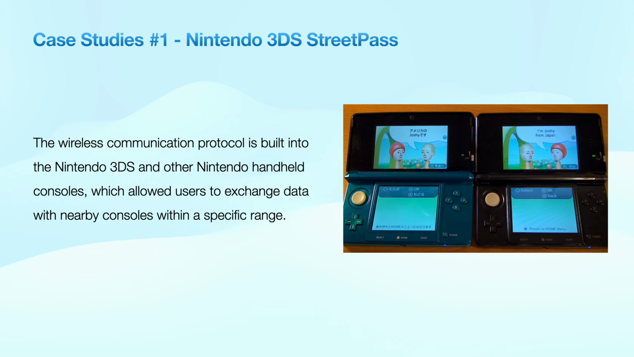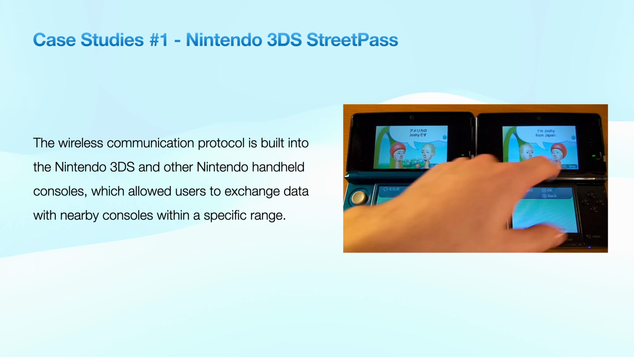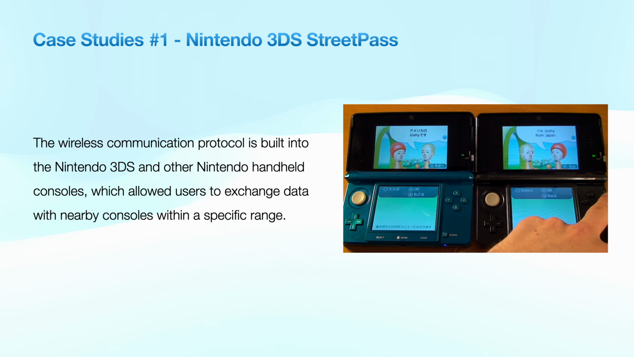One of the main problems that StreetPass aimed to solve was the lack of social connectivity in handheld gaming or cell phones during those years. By allowing users to exchange data and connect with other players, StreetPass created a sense of community among Nintendo 3DS users. It created a whole new level of engagement and interaction for handheld gaming, and its enduring popularity is a testament to its value add for the players.